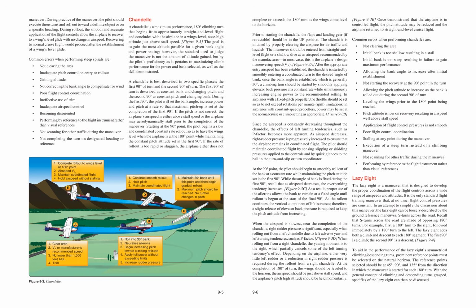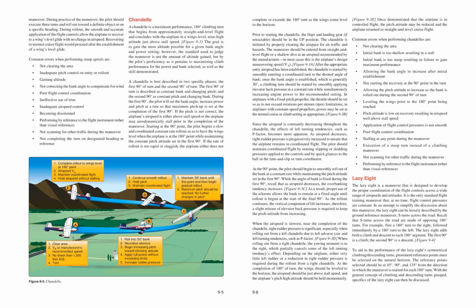or airspeed is not held without stalling. Maintain coordinated flight. A. Continue smooth rollout. Hold pitch. Maintain coordinated flight. B. Maintain 30 degrees bank until this point and then begin gradual rollout. Maximum pitch should be reached. No further changes in pitch. C. Clear area. VA or manufacturer's recommended speed. No lower than 1,500 feet AGL.